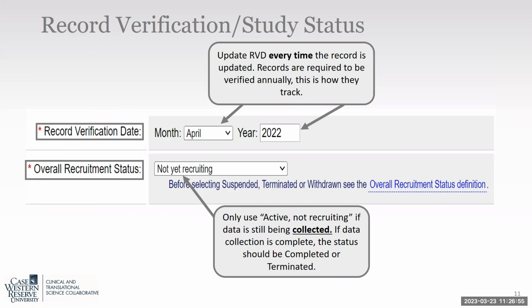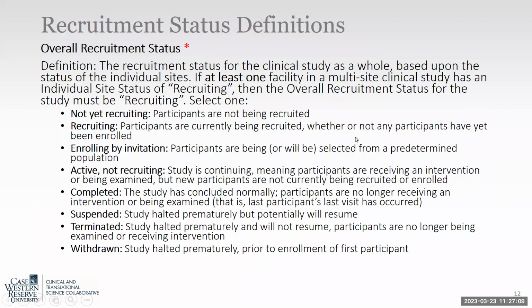The overall recruitment status is a drop-down list, and you can click through the different recruitment statuses there. If you need help, you can look at this status definition and it will tell you what all of the definitions are according to ClinicalTrials.gov. It's just the different choices: not yet recruiting, and so on. And they tell you exactly what each one of those means.